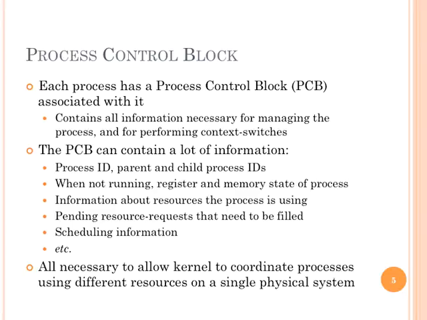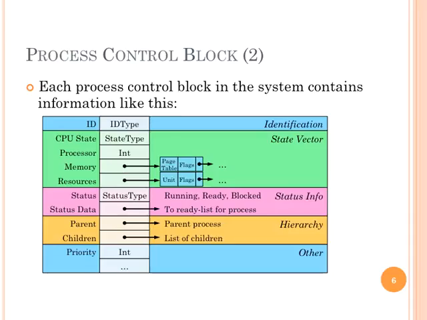So the operating system is actually a very straightforward thing to understand, but it also has a lot of nuances when it comes to concurrency. That's actually probably the number one place where complexity in operating systems comes from. Okay, so process control blocks, you can look at it like this. So we have ID information, state vector, status info, hierarchy, and each one of these sort of captures an aspect of what we just described.